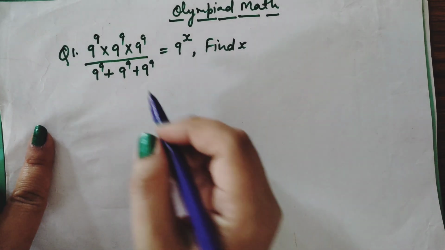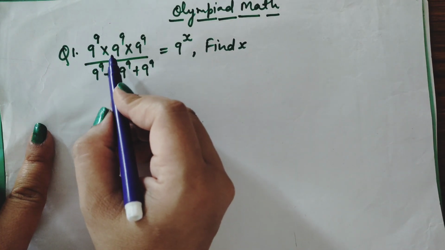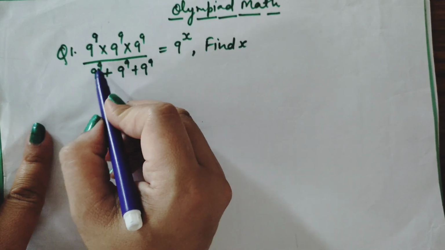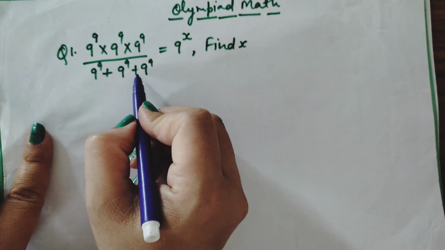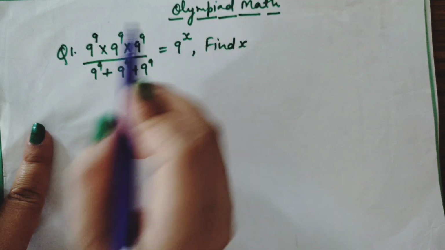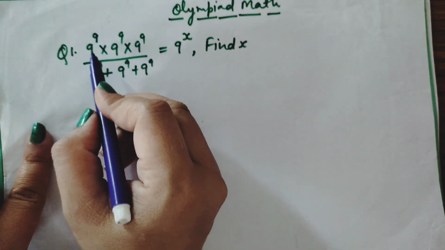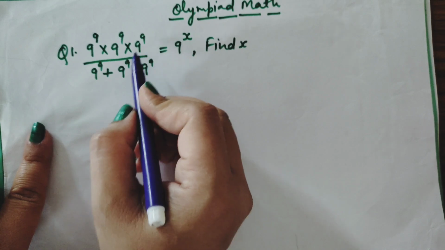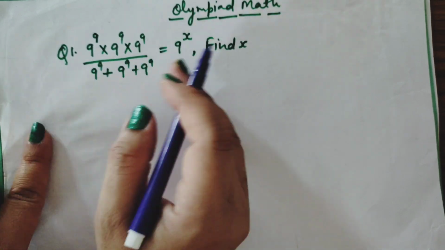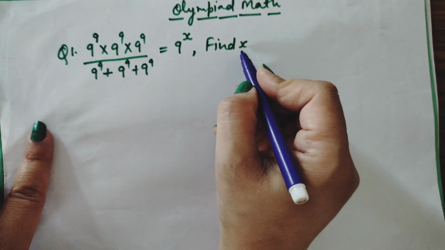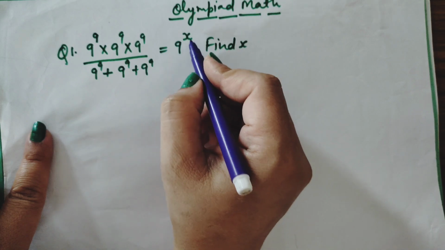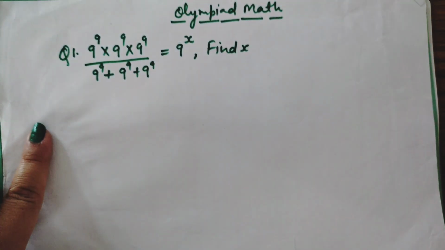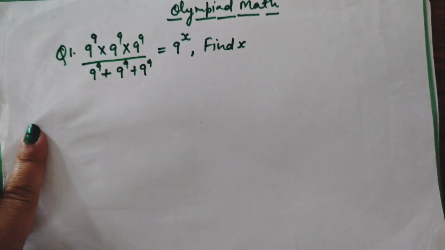So you can see the question is 9 raised to the power 9 into 9 raised to the power 9 into 9 raised to the power 9 upon 9 power 9 plus 9 power 9 plus 9 power 9 equals 9 raised to the power x. You can see in the numerator the 9 raised to the power 9 is repeated 3 times in product form, and the denominator is in addition form. So we need to find the value of x, where the right hand side is 9 raised to the power x. So how to find the value of this x?